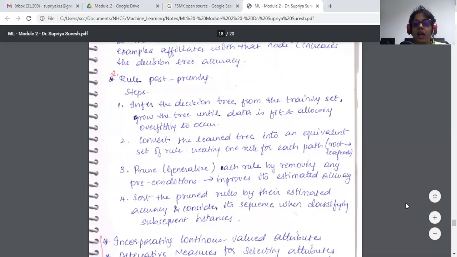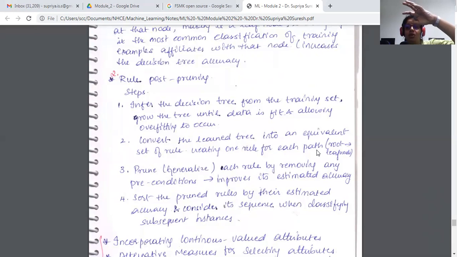Convert the learned tree into an equivalent set of rules, creating one rule for each path. What did we do there? From Outlook, I will create one path with respect to sunny. From Outlook, I'll create one path with respect to overcast. From Outlook, I'll create one path for rainy. So I will create each and every path separately, from the root to the leaf node.